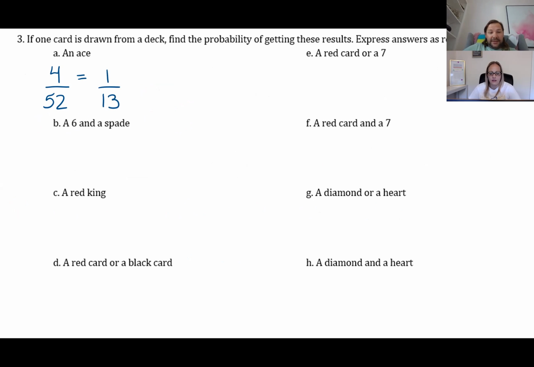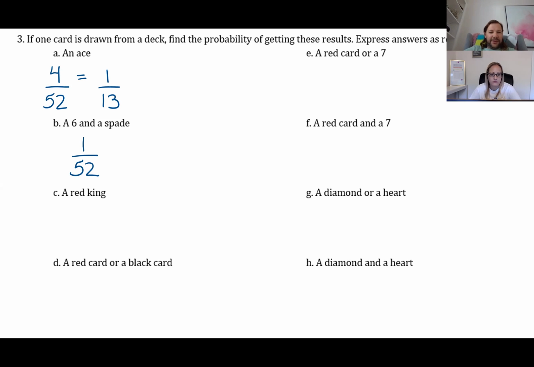So B says a 6 and a spade. You want to tell us about that, Karen? So, okay, you have to pay attention to the words "and" or "or." "And" means at the same time. So in other words, you pick a card and it's both a 6 and a spade in that one card. How many ways are there for that to happen? Well, there's only one, the 6 of spades. So that would just be 1 out of 52. Right.